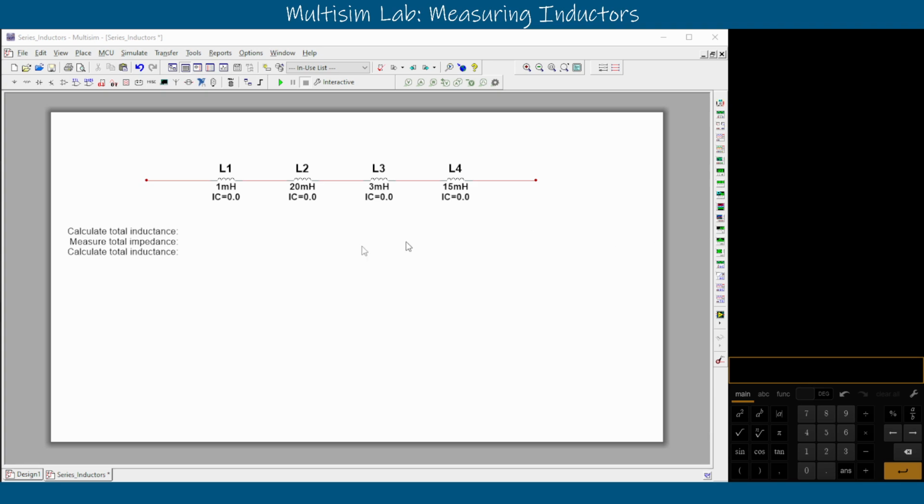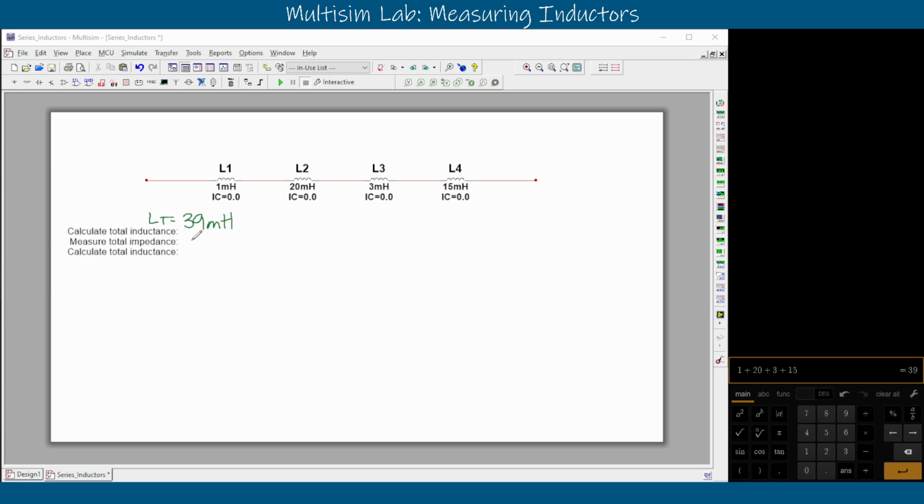Okay, so the first thing we need to do is sum up our series components here. Since these are inductors and they're in series, we can just add them all together. Each one of those inductors is in millihenries, so we can ignore the millihenries for now and leave it till the end. So we'll say 1 plus 20 millihenries plus 3 millihenries plus 15 millihenries gives us 39 millihenries. Write that down here as our total inductance, LT, is 39 millihenries.